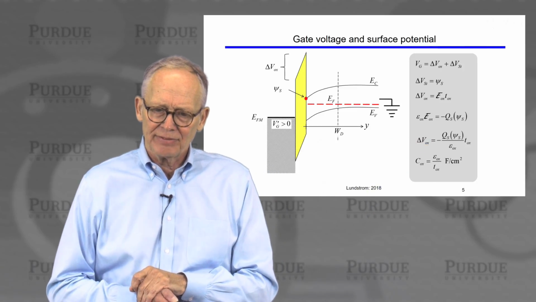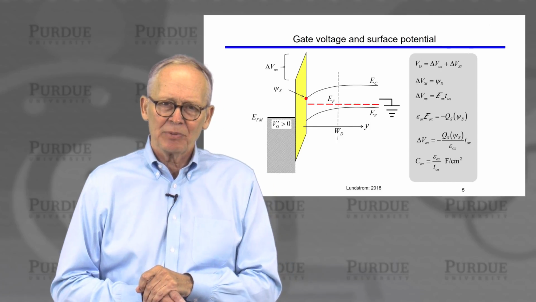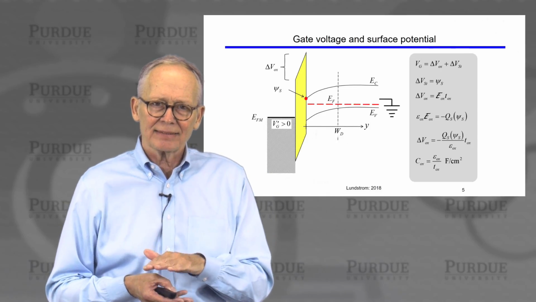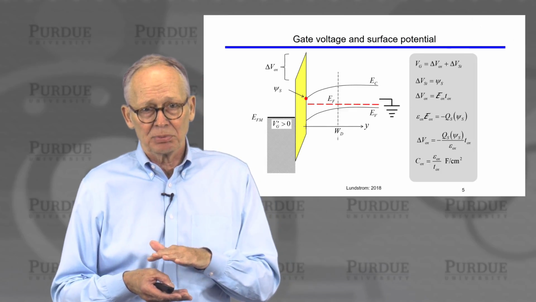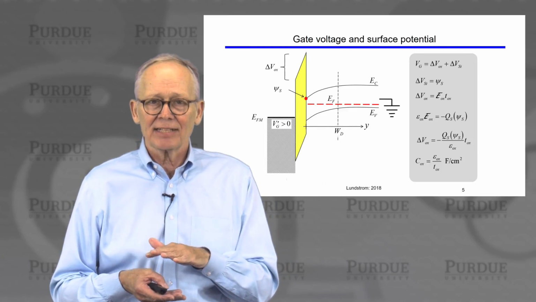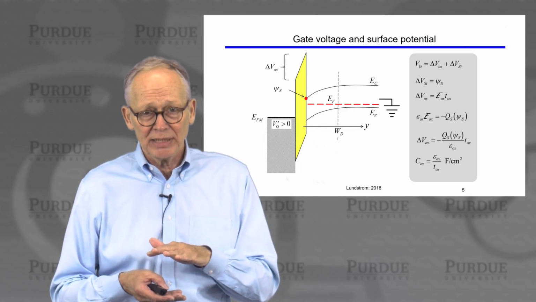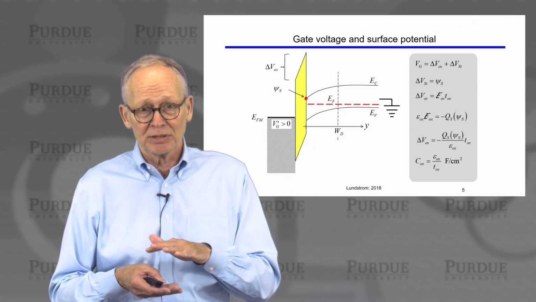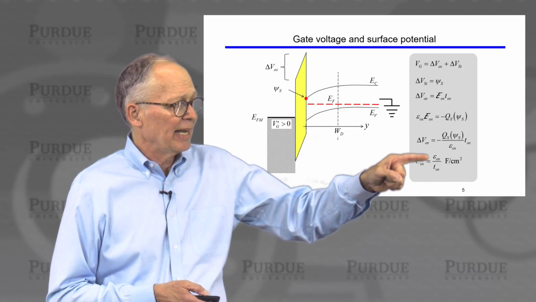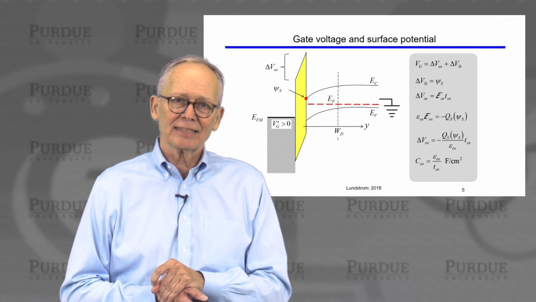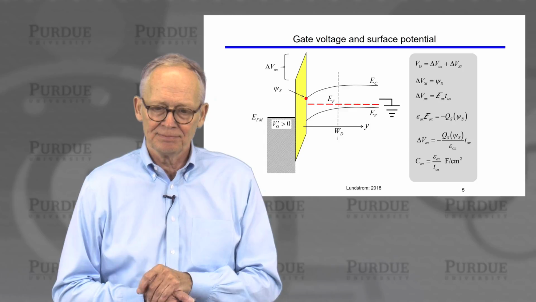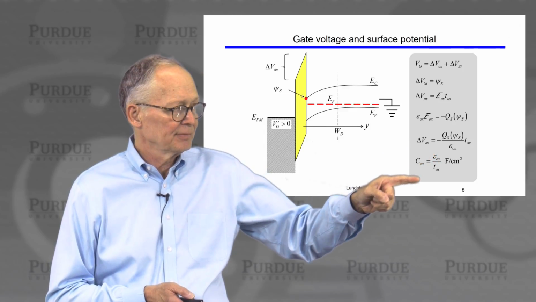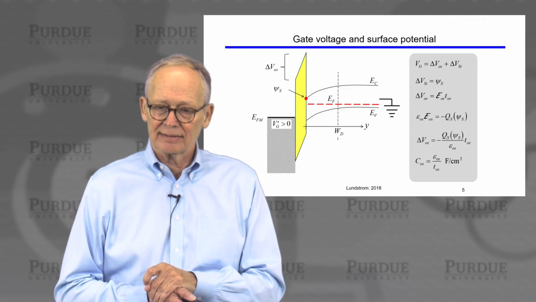Now we can also define a capacitance. You may recall that if I have a parallel plate capacitor, the capacitance is proportional to the area of the plate times the dielectric constant of the material between the two plates, divided by the thickness of the material between the two plates. What I have here, I'm going to define as an oxide capacitance per unit area. It's the dielectric constant of the oxide divided by the thickness of the oxide.